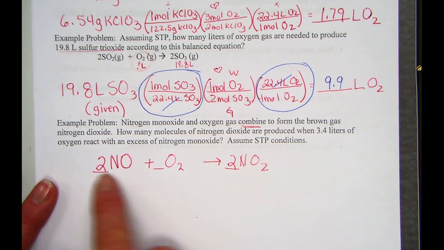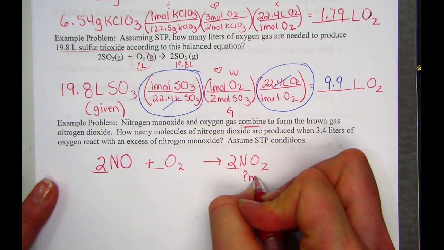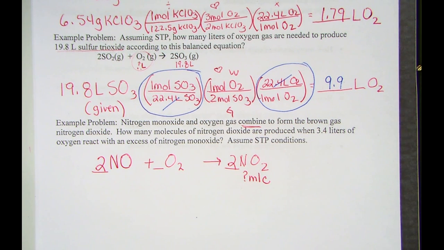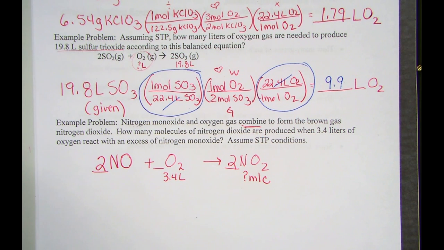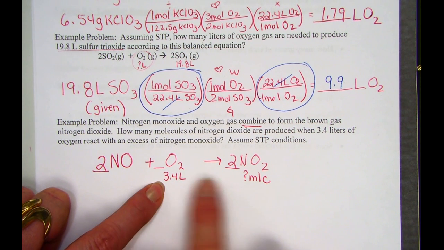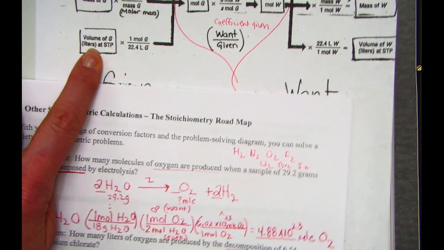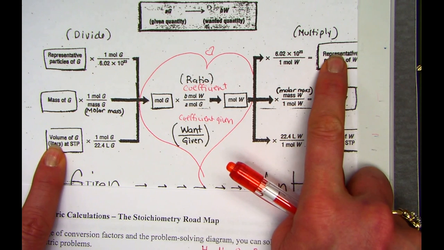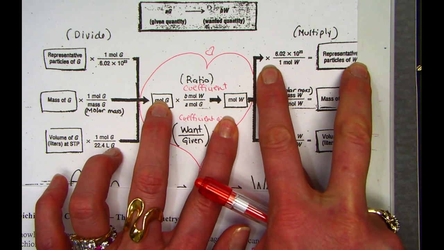Now let's continue reading. We have our recipe set. How many molecules of nitrogen dioxide are produced when 3.4 liters of oxygen react with excess amounts of nitrogen monoxide. Given a volume, calculate the number of molecules. Chart your course. Given a volume, we've got to get up to molecules. A volume molecule problem. Step 1, Step 2, Step 3. The 3 steps to stoichiometry.